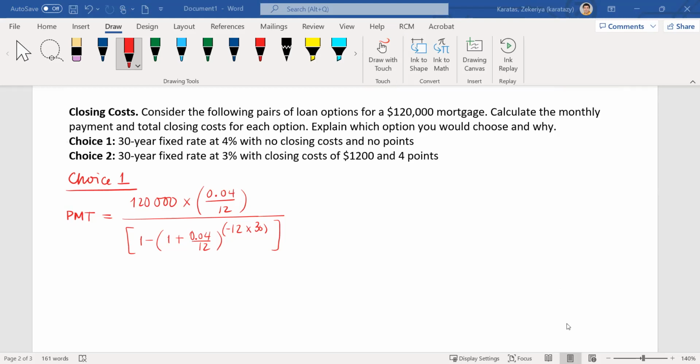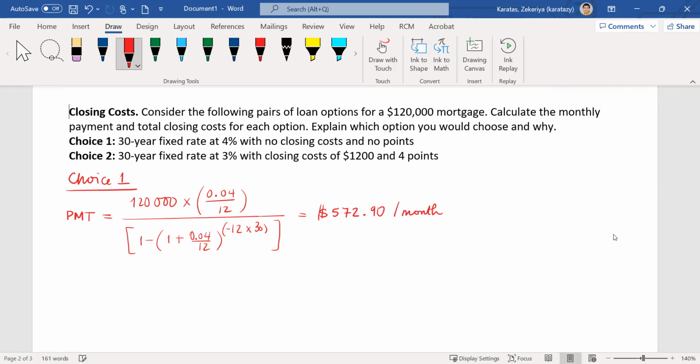So I hit enter. Oh, I'm sorry. Enter here. So that's our monthly payment. So we need to pay here $500, $572.90 per month.